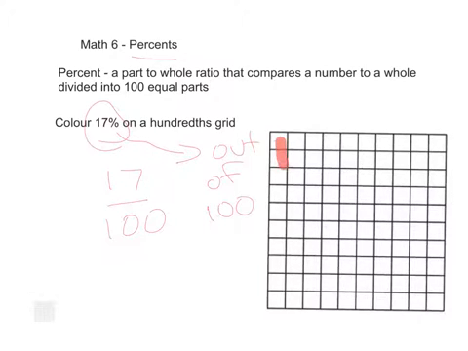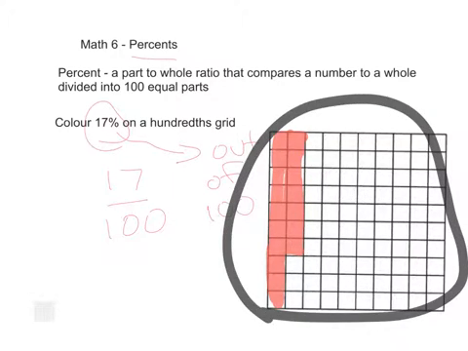So here we go. 1, 2, 3, 4, 5, 6, 7, 8, 9, 10, 11, 12, 13, 14, 15, 16, 17. If I color this in nicely, you can see 17% looks like this. This is what 17% looks like. Just a reminder, if you had something like 50%, that would mean you would have half. Half would be 50%.